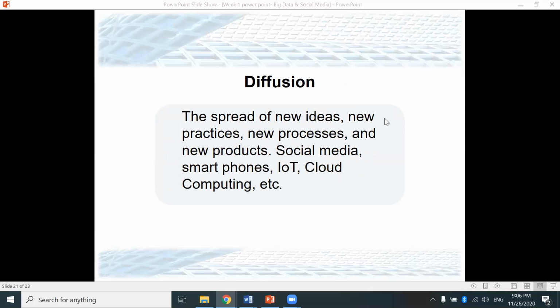Diffusion is a concept that talks about the spread of new ideas, new practices, new processes, and new products, such as social media, smartphones, IoT, cloud computing, and so on. A lot of these ideas have been shared through social media and gathered through big data.